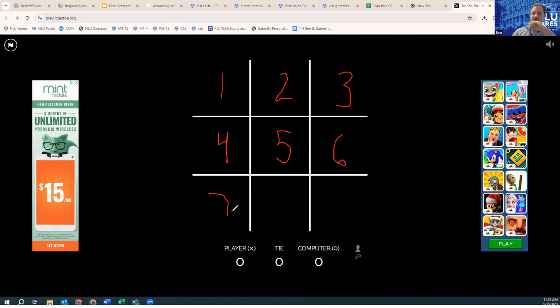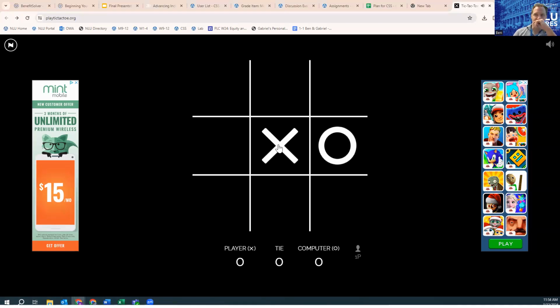So however it works, the player would be selecting a square to play in. And then based on which token they are, I'm going to put that piece in. So for instance, if I start the game, I'm going to be X, so I would start in the middle. And then the computer immediately plays.